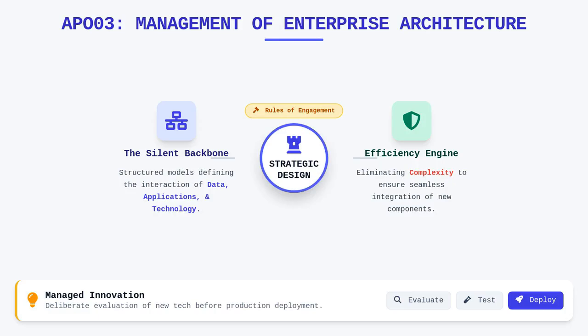We also look at managing innovation in this domain, which requires a deliberate process for evaluating new technologies before they are pushed blindly into the production environment.